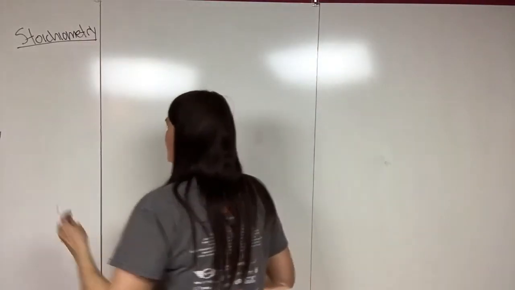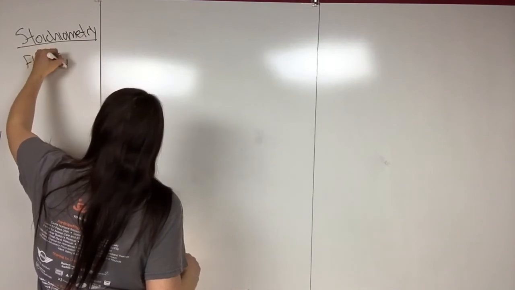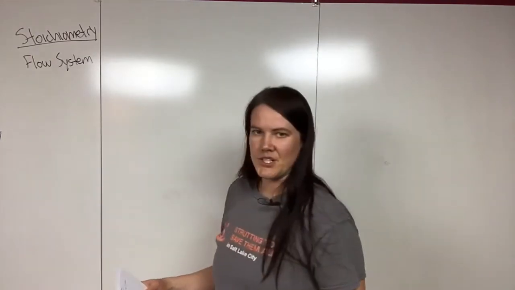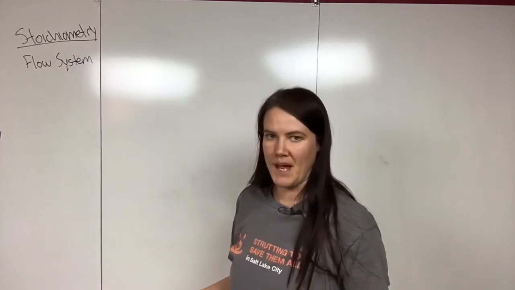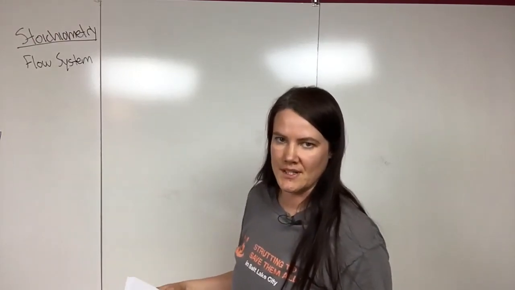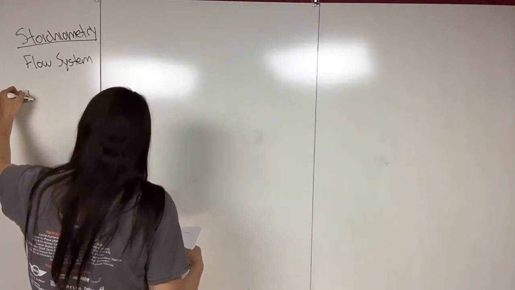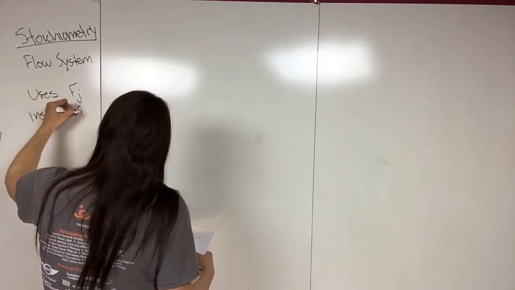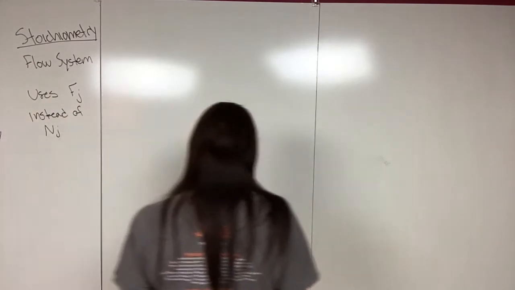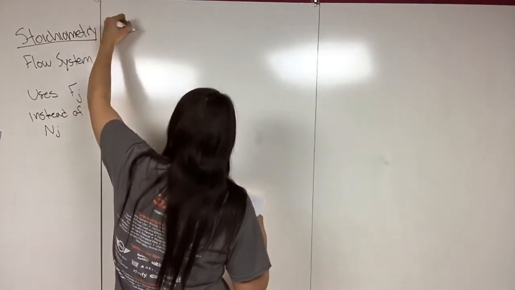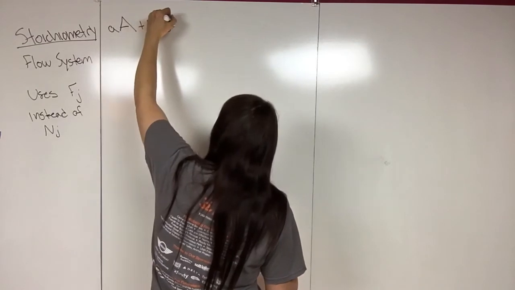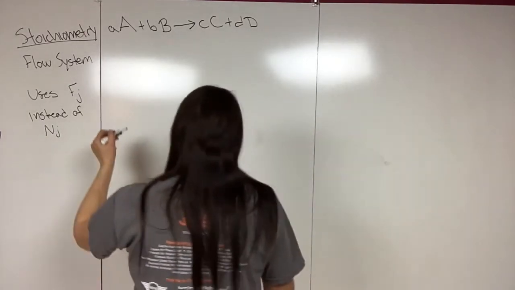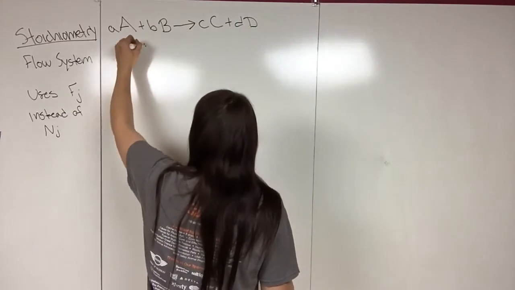Talking about stoichiometry, and this time I'm doing it for a flow system. So this is virtually identical to the batch, except instead of using moles, we're going to use the molar flow rate. So instead of using Nj, it uses Fj. So then we can have this same reaction, A plus bB goes to cC plus D. And so I'll just draw this real quick.